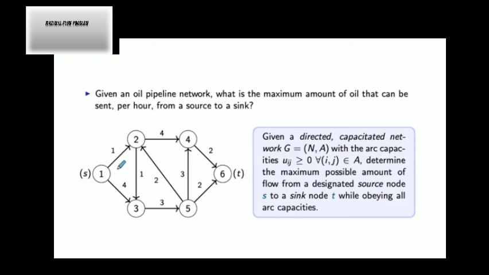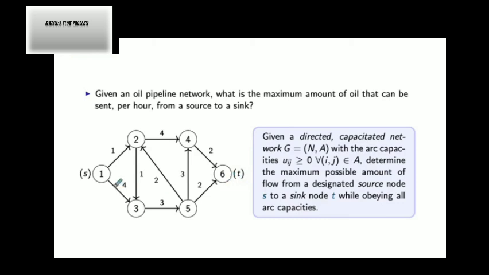This means that the most we can send from node 1 to node 2 in 1 hour would be 1000 barrels. And the most we can send from node 2 to node 4 in 1 hour would be 4000 barrels, and so on. We can see that there is a specially designated node here marked by S and another node marked by T in this network. So the node 1 marked by S is the source, and node 6 marked by T is the sink.